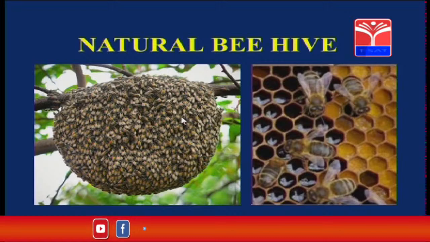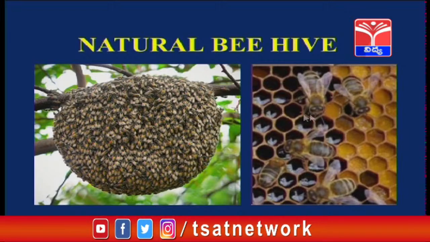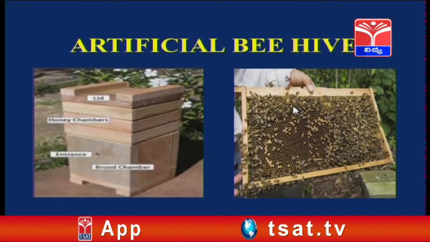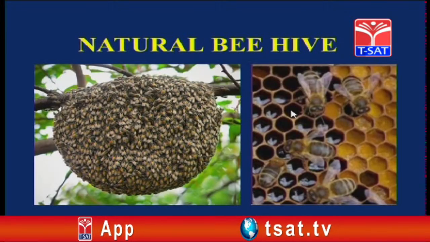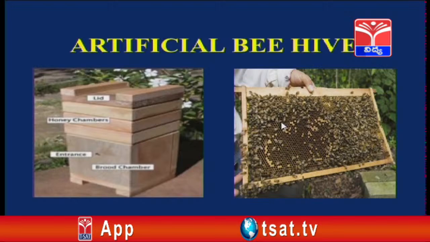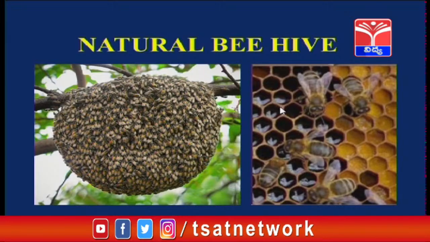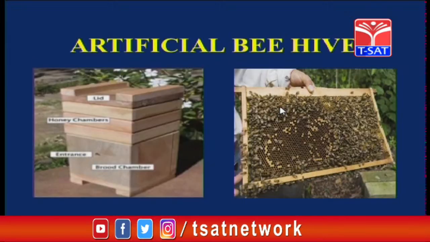So, here these are all honey bees, and when you observe it closely, this is the structure, this is the place where the honey will be present. These are called combs. What are they called? Combs. Inside the combs this honey will be present, and here you can see the honey bees collecting. So, this is a natural beehive, and this is the artificial beehive.